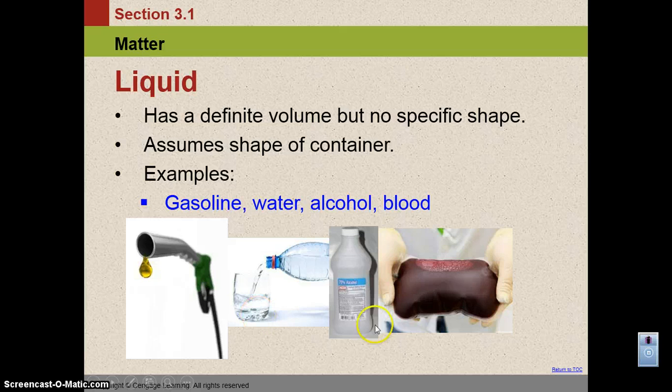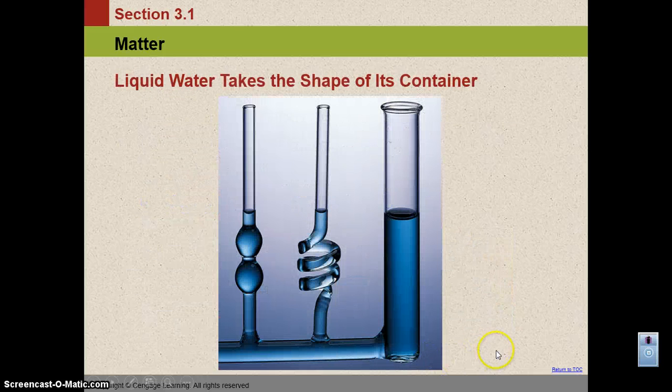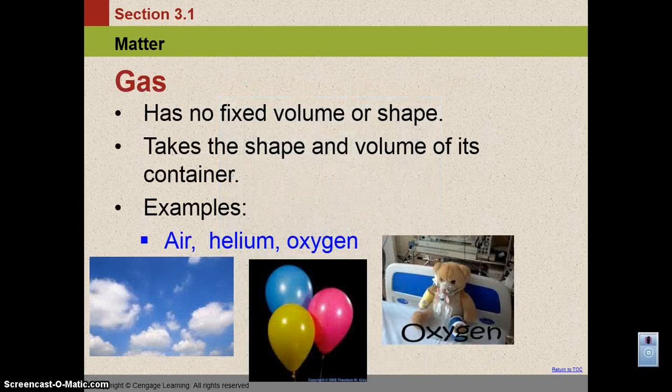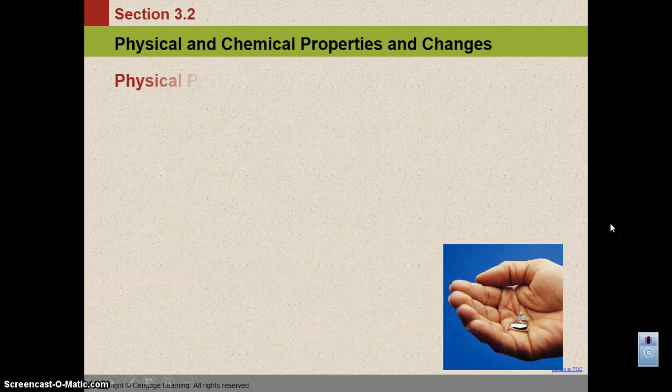So gasoline, water, ethyl alcohol, blood, those are all liquids, and they take the shape of their container. While they are all liquids, you notice that they have different levels of viscosity. Some are thicker or thinner than others, and we'll talk about that in a later chapter as well. And this just shows that liquid is going to take the shape of whatever container it's in. Gases have no fixed volume or shape. It takes the shape and volume of its container, not just the shape of its container. Air, helium, and oxygen are examples of gases.